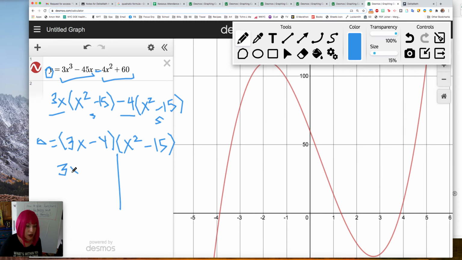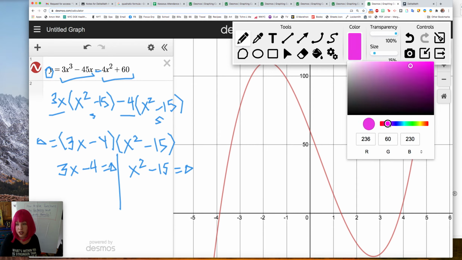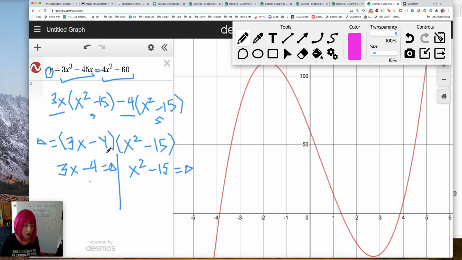So I write 3x minus 4 equals 0. I write x squared minus 15 equals 0. Pay attention right now. This is the one that's new and different, and so I want to make sure you understand this. Okay, so here, I want to get rid of a minus 4, so I add 4 to both sides. You're just solving it like a regular equation. 3x equals 4, and then I divide by 3. X equals 4 over 3.